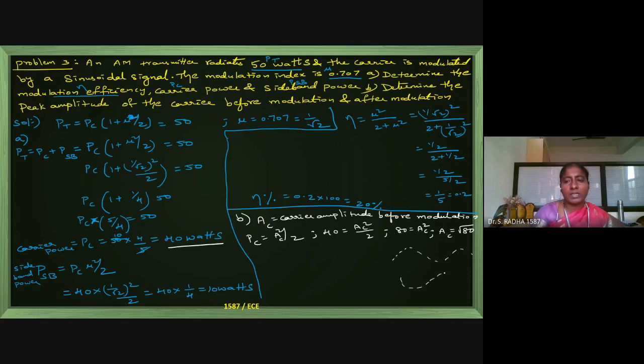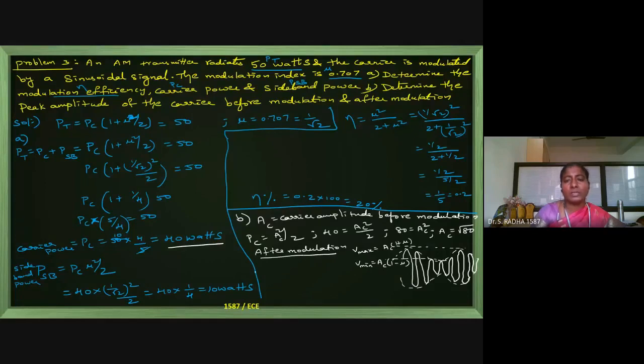After modulation, we have the diagram like this. This is the maximum, AC into 1 plus mu, which is V maximum. This is the minimum, V minimum, which is AC into 1 minus mu. These are the things after modulation, the maximum and minimum carrier amplitude.